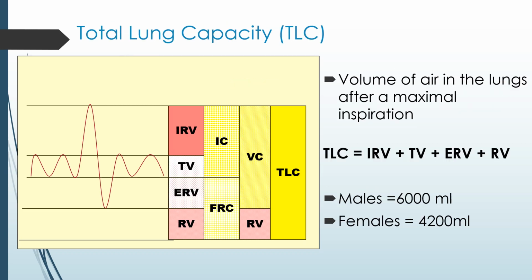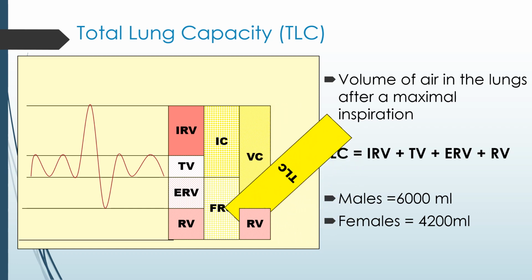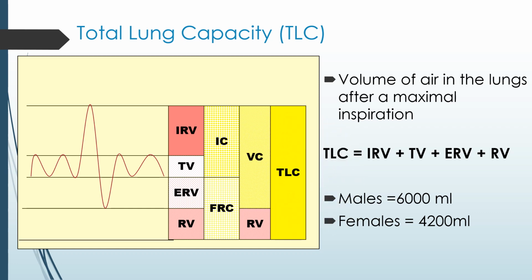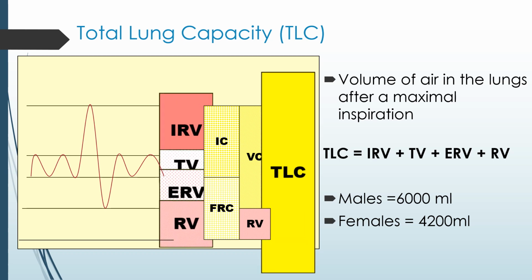Total lung capacity is the volume of air in the lungs after a maximal inspiration. Sorry, total lung capacity is the total of all the volumes: inspiratory reserve volume, tidal volume, expiratory reserve volume, and the residual volume. In males it is a maximum of 6000 milliliters. In females it is 4200 milliliters.